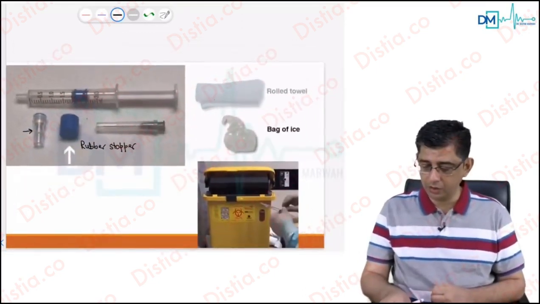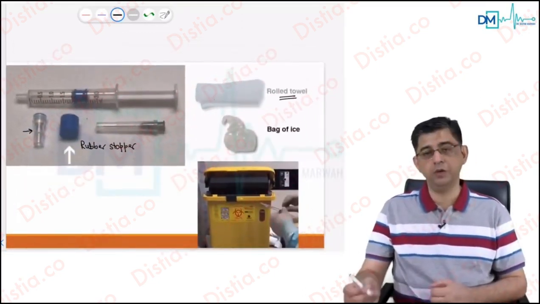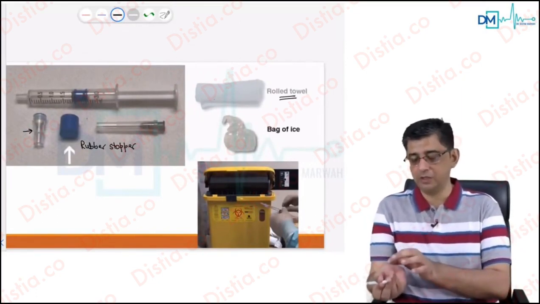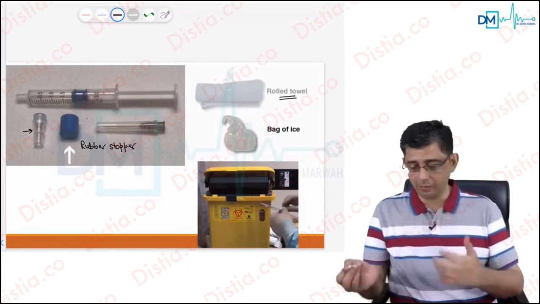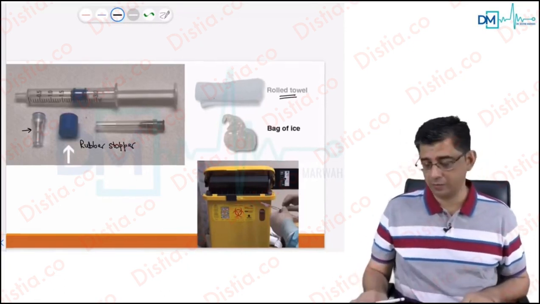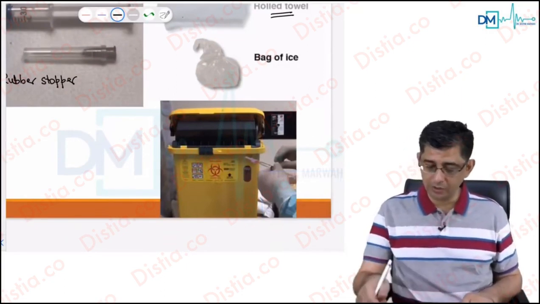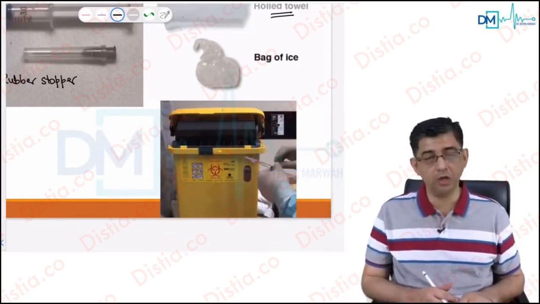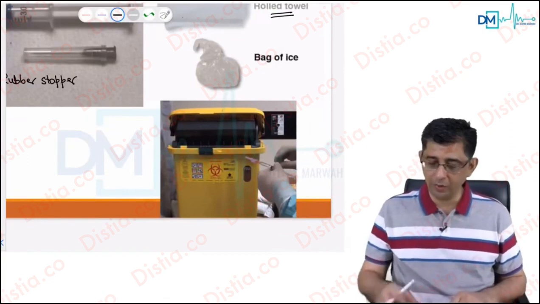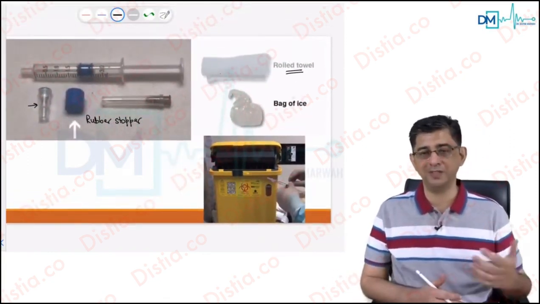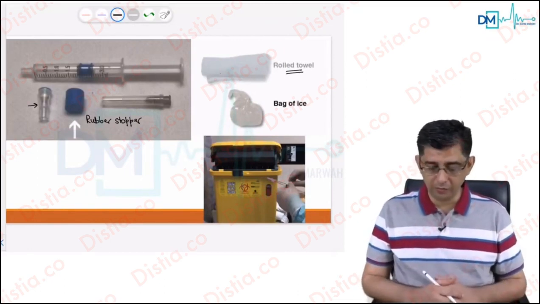I have also shown in this diagram a roll towel which should be kept below the wrist, because the wrist has to be slightly extended to stabilize the radial artery so that it can be punctured properly. And then from a PSM perspective, they can ask you where would you discard the used syringe and the wrappers, etc. Plastics go in the yellow bag, so the yellow bag would be used for disposal. Bag of ice, why? Because if there's a delay in transporting the sample to the laboratory, a bag of ice would be handy.